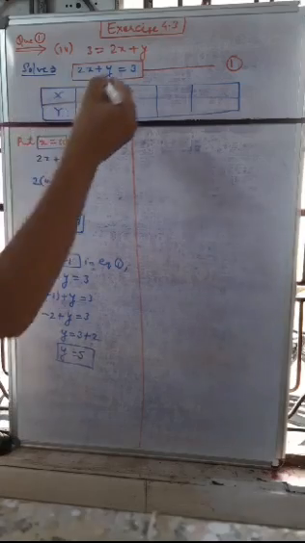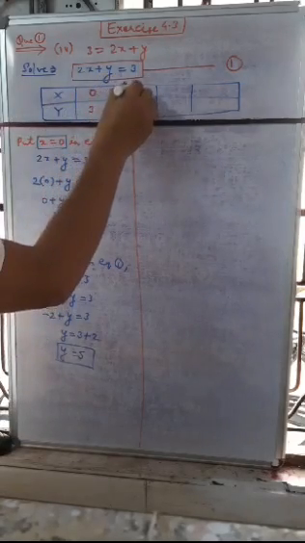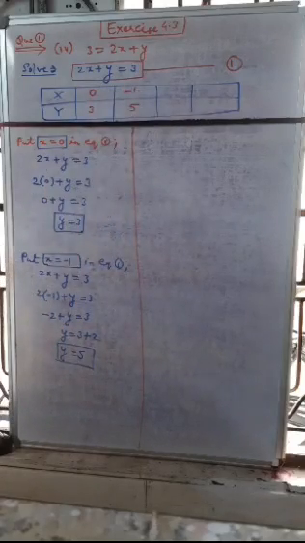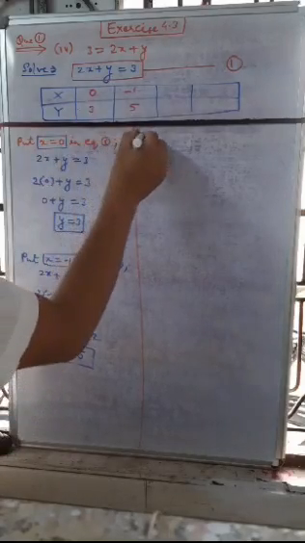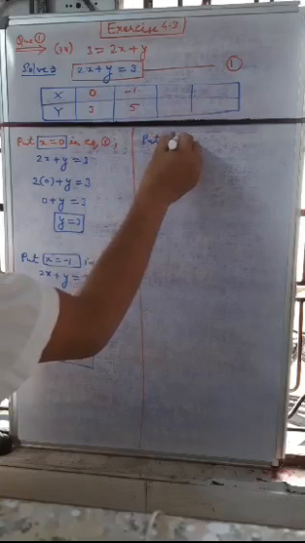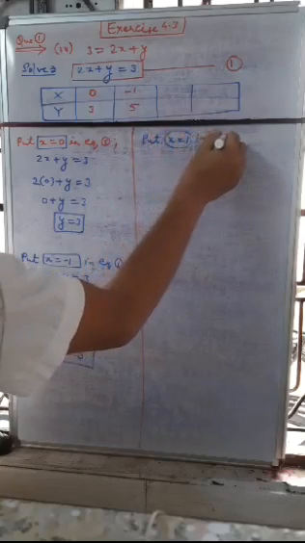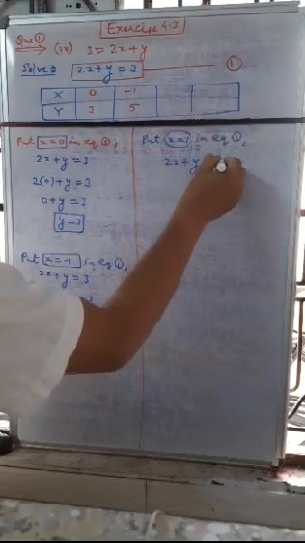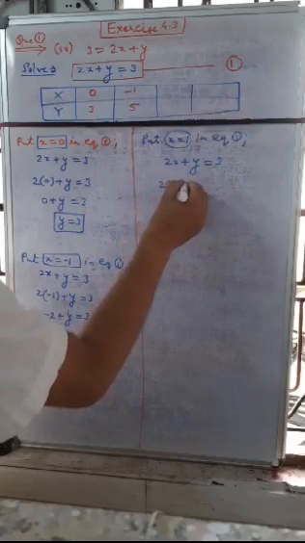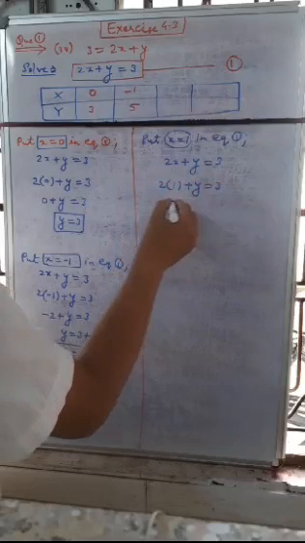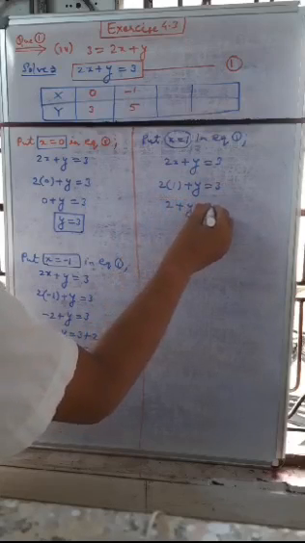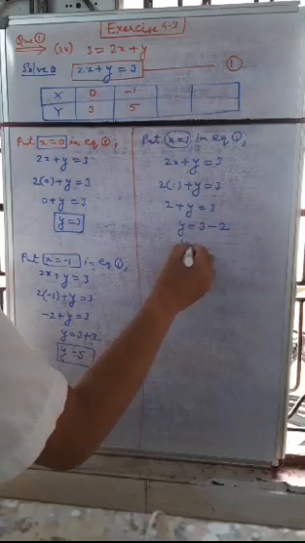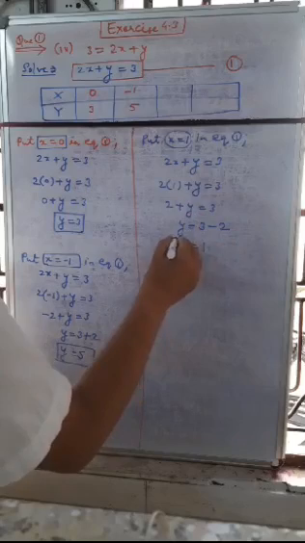When we put x equal to 1, we get the result y equal to 5 here. Now the third step: put x equal to 1 in equation 1. Again 2x plus y is equal to 3. So 2 into 1 plus y is equal to 3. So 2 plus y is equal to 3, or y is equal to 3 minus 2. So y is equal to 3 minus 2 is equal to 1.